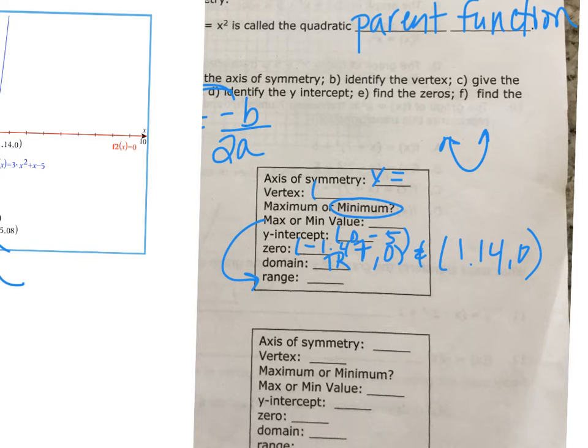Okay, so the vertex is negative 0.167, which is negative 1/6, and negative 5.08, which makes our axis of symmetry x equals negative 0.167, and it makes our minimum value negative 5.08, and that makes our range y is greater than or equal to negative 5.08.